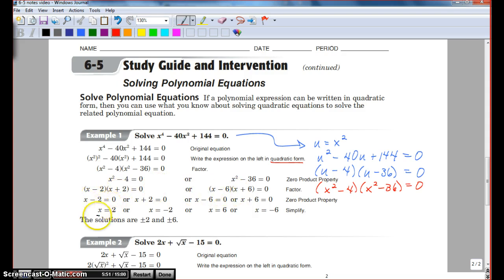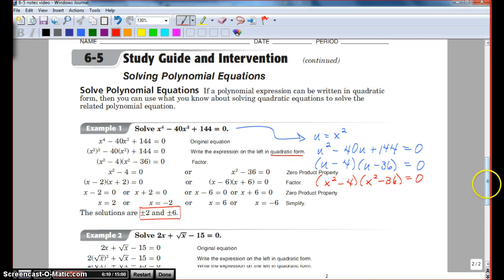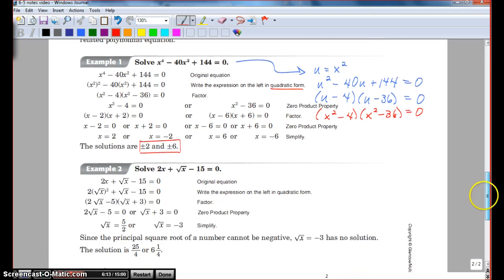X minus 2 equals 0, therefore x equals 2. Same with x equals negative 2, same process. X equals 6, and x equals negative 6. So your full final answers here are plus or minus 2 and plus or minus 6. So this is taking those factoring steps and now solving by setting your factors equal to 0.